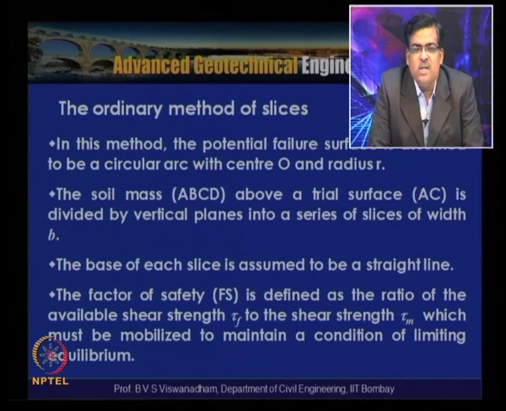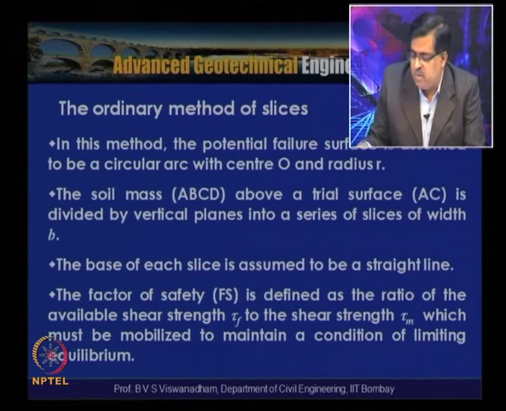So here, the soil mass ABC which is undergoing failure is divided into a number of slices. The number of slices is chosen by convenience, and the slices are divided such that they have a mostly uniform horizontal distance. The base of each slice is assumed to be a straight line, so the circular arc is assumed to be a straight line, and the factor of safety is defined as the ratio of the available shear strength to the shear strength tau m which must be mobilized to maintain the condition of limiting equilibrium.